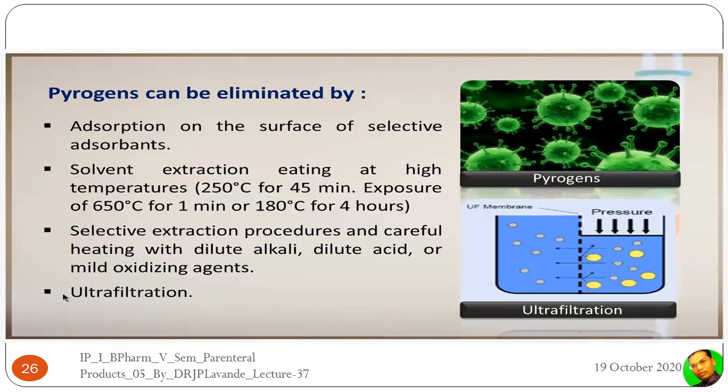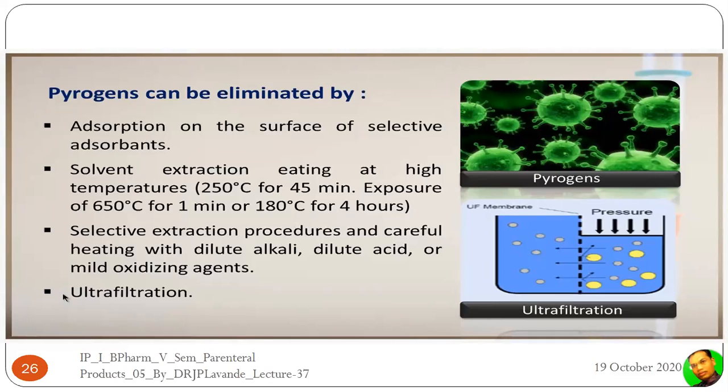And still, if we go on reducing the temperature from 250 to 180 degrees Celsius, we have to heat it for the process of removing the pyrogens for a duration of 4 hours. You can see the temperature required is very, very high. Even in the case of an autoclave, how much temperature are we going to maintain? That is 121 degrees Celsius.